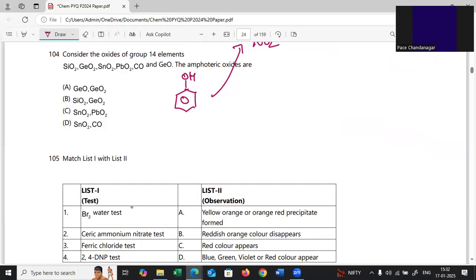Next, consider the oxides of the group 14 elements. The amphoteric oxides are, what are amphoteric? SnO2 and PbO2, lead. And along with that, this is for group 14. Otherwise, also you have zinc oxide, Al2O3, all these are your amphoteric in nature. Remember that SnO2, PbO2, zinc oxide, aluminium oxide, all these are your amphoteric oxides. Remember that.